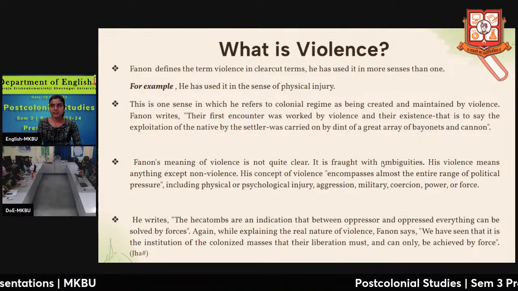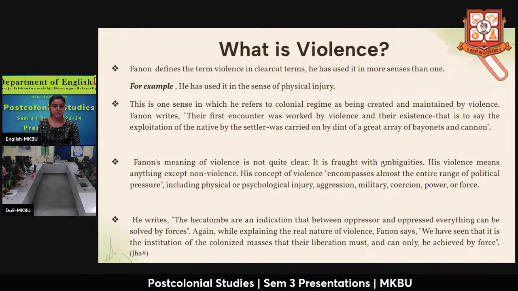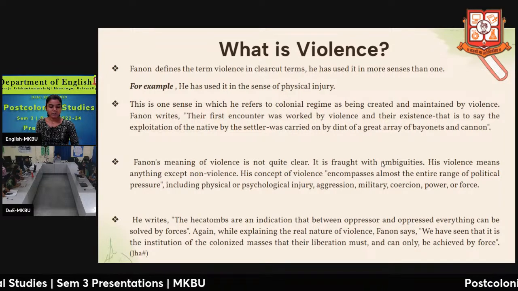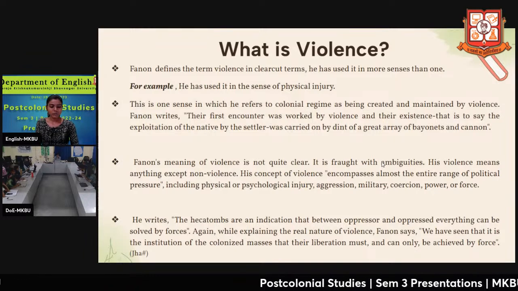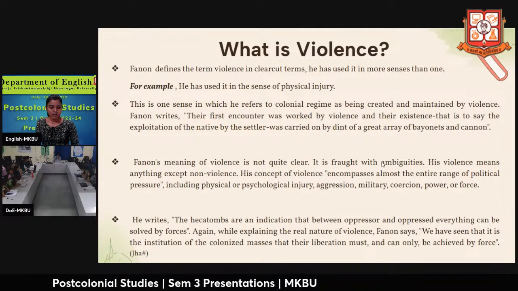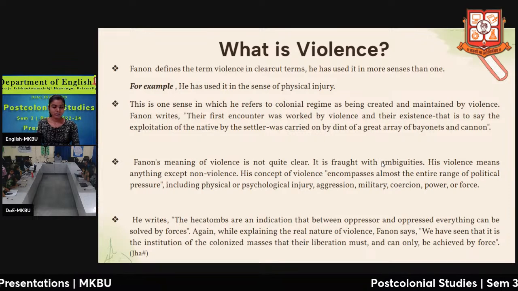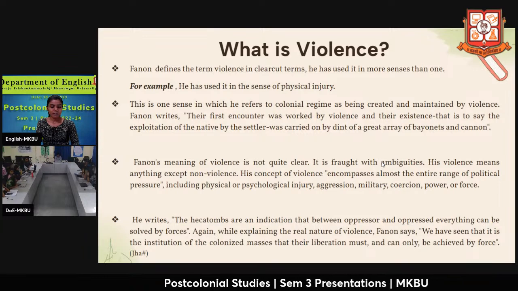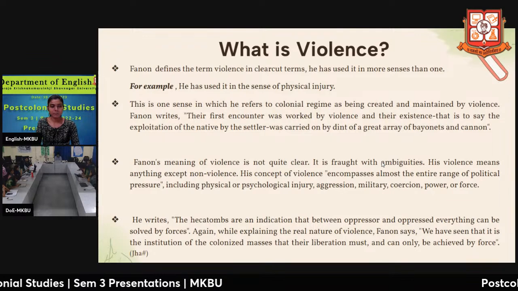Frantz Fanon, in his seminal work The Wretched of the Earth, explores the concept of violence in the context of anti-colonial struggles. He argues that violence is not only a physical act but also a psychological and existential phenomenon within the colonized individual and society. Fanon contends that colonialism is inherently violent as it dehumanizes and oppresses the colonized people.